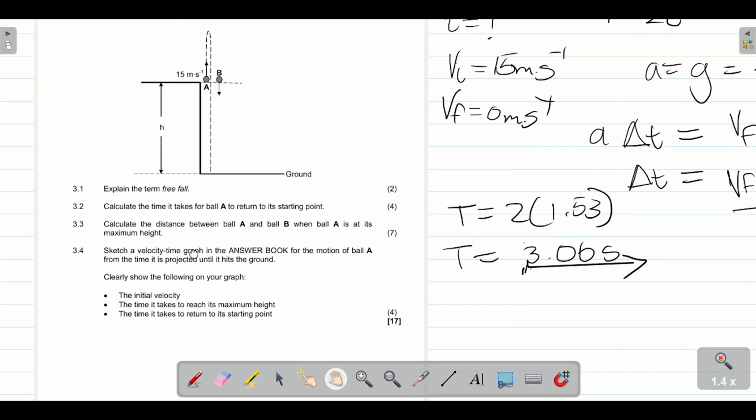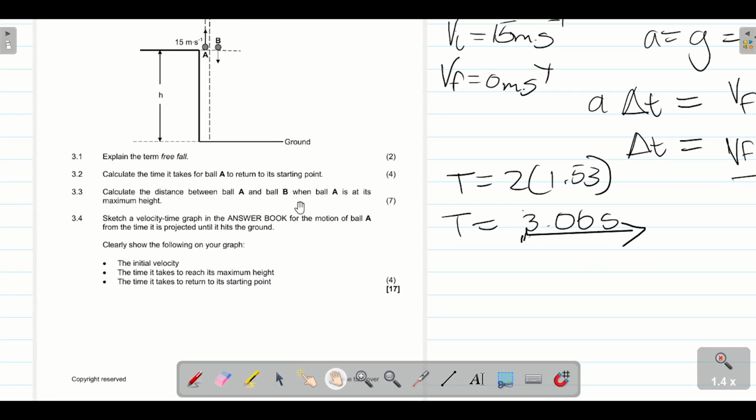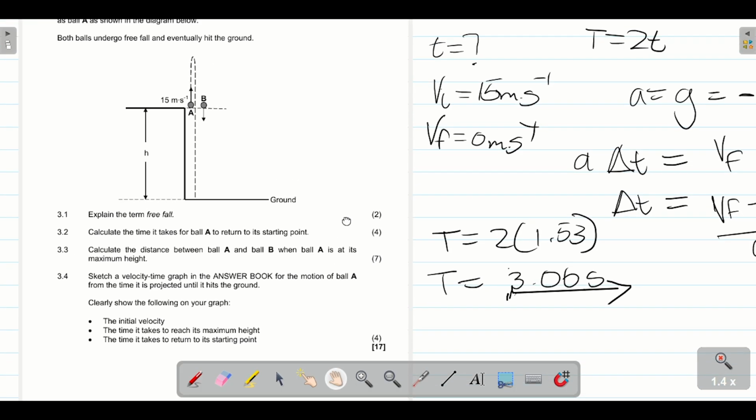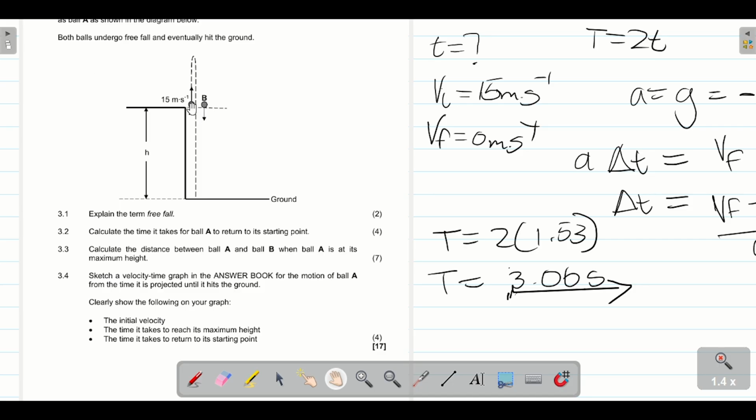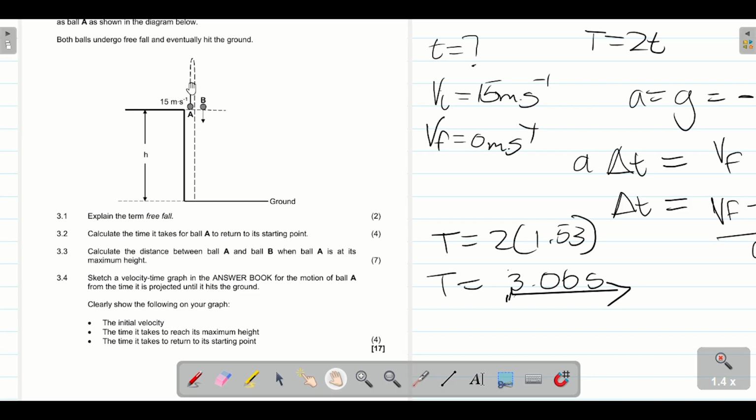The next question says, calculate the distance between ball A and ball B when ball A is at its maximum height. So, the distance between ball A and ball B when A is at its maximum height, which means ball A will take time to come up here and B will drop somewhere there, and they want the distance. Let me just write it down. They want the distance between the two. B will be somewhere there maybe, and A will be up here actually. That's where it will reach its maximum height, and we need to find delta x.